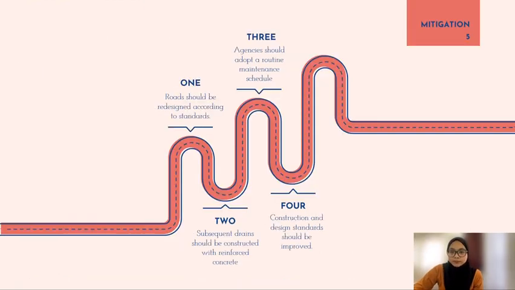For the mitigation part, first, roads which have damage should be completely redesigned and reconstructed to standard. Subsequently, drains should be constructed with reinforced concrete. The agency concerned with the maintenance of the flexible pavement should adopt an effective routine maintenance schedule. And lastly, standards of construction and design should be improved. More academic research should be carried out on the engineering geotechnics of those highways.